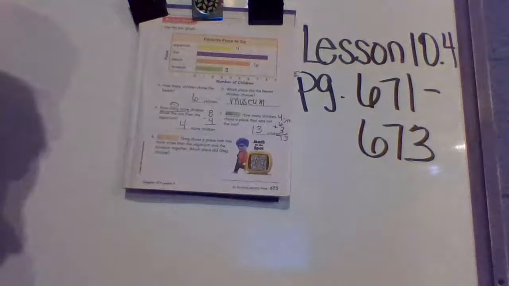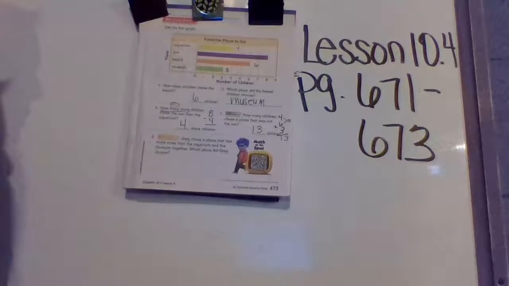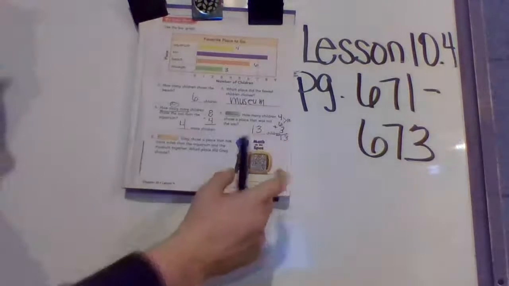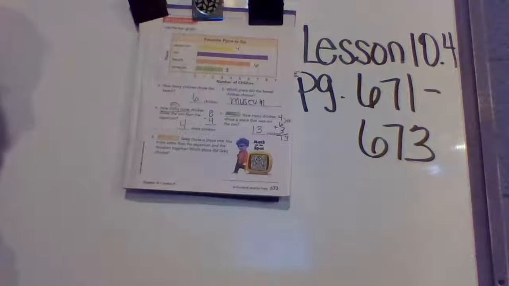Number 8 is a math on the spot question. So if you wanted to get your phone and scan this, you can watch Professor Berger explain this problem. I'll do it with you real quick too. Greg chose a place that has more votes than the aquarium and the museum together. What place did Greg choose?